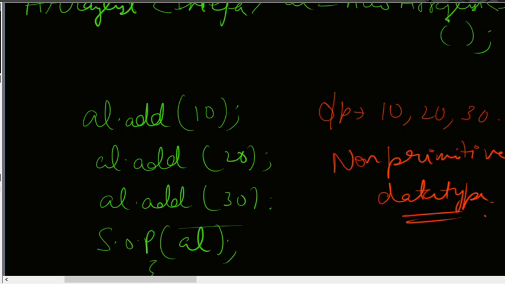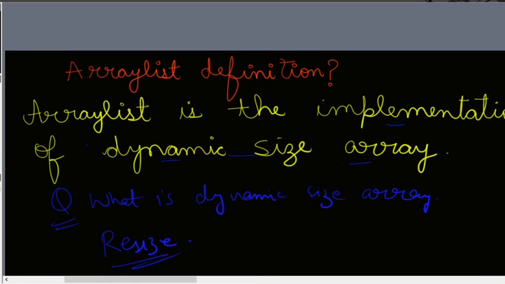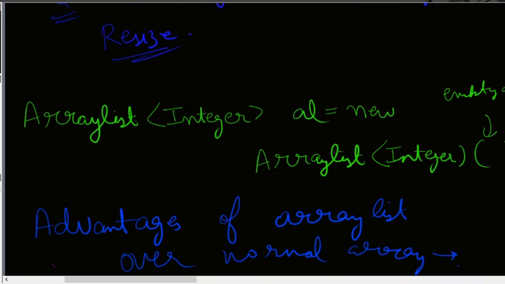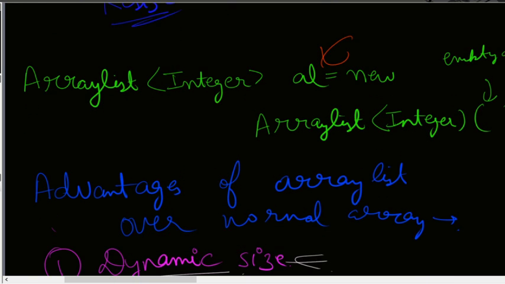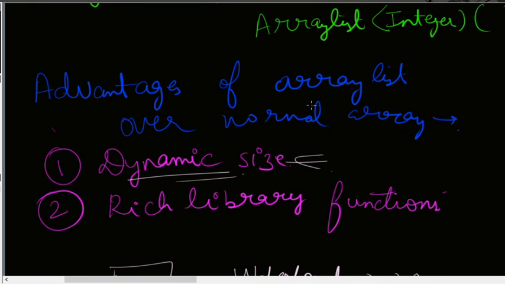Now I think you have understood what an array list is. Let's revise. Arrays are of two types: a fixed size array and a dynamic size array. Dynamic size array means if you insert elements, it will resize automatically. This is how we can write it, and it is always of a non-primitive data type. So what is the array list? There is a dynamic size and there are rich library functions.